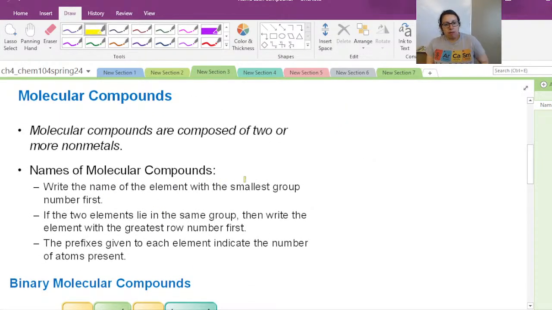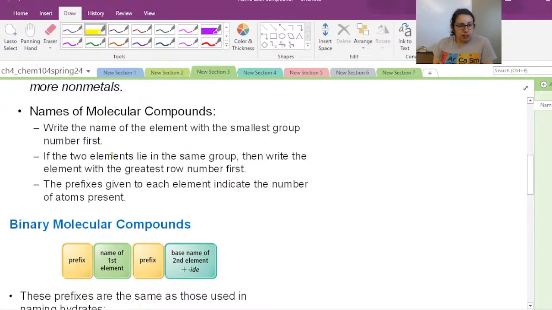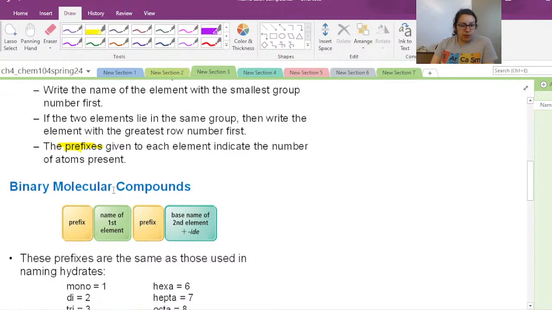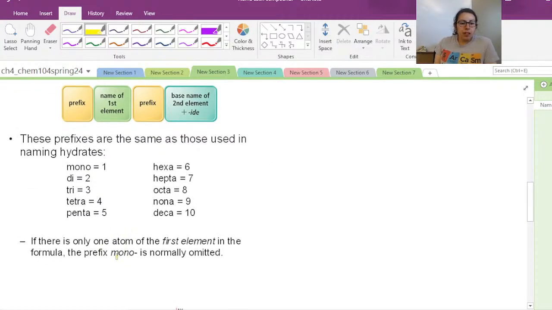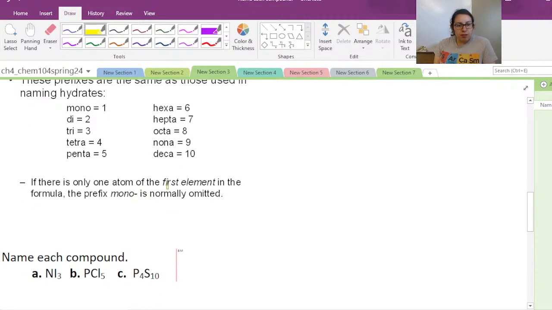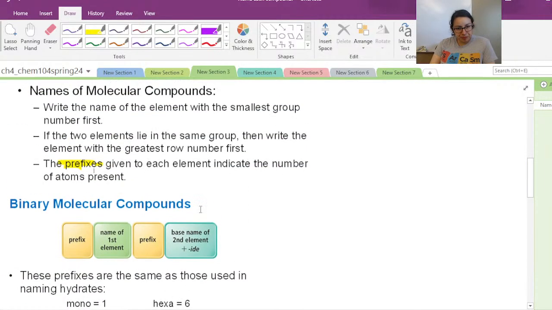Usually you write the name of the element with your smallest group number first, and then you use prefixes, and this is the important part, to indicate how many atoms. Similar prefixes to your hydrate portion: mono, di, tri, tetra, penta, hexa, hepta, octa, nona, deca, and of course can continue theoretically for other combinations. And if the first element is just a 1, then that mono is usually omitted.